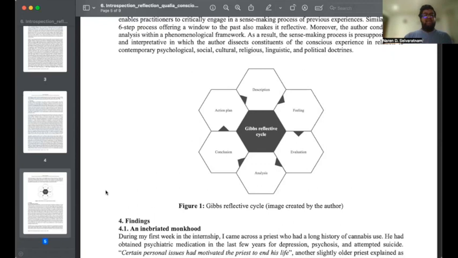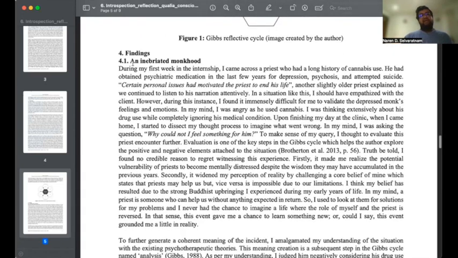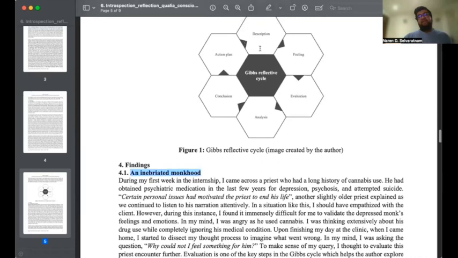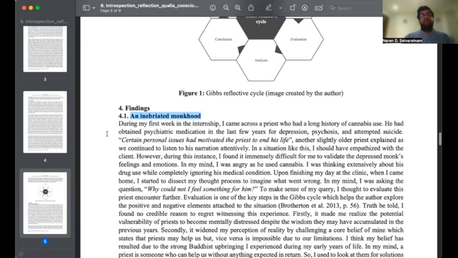Okay. And then findings. Under findings, I have given different titles. Each title corresponds to a specific case. So, an inebriated monkhood is about a monk that I met while I was doing my internship, and I have mentioned here the case by talking about my feelings, by evaluating my feelings and analyzing them, coming to a conclusion with an action plan for my future.